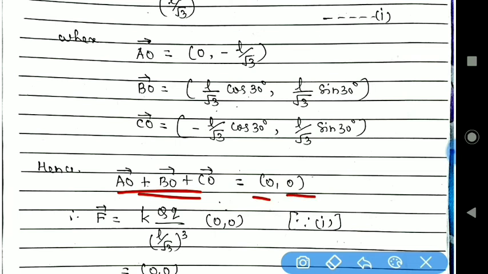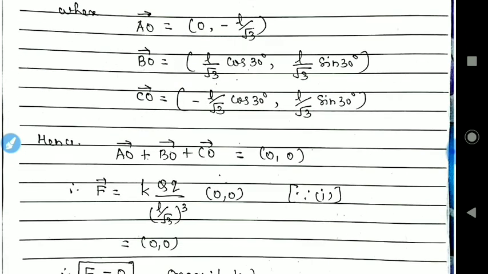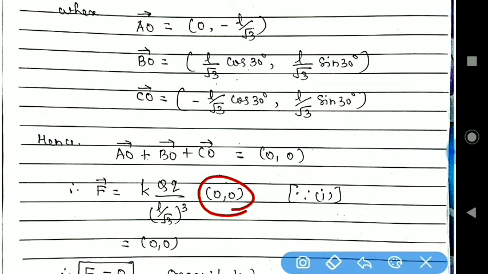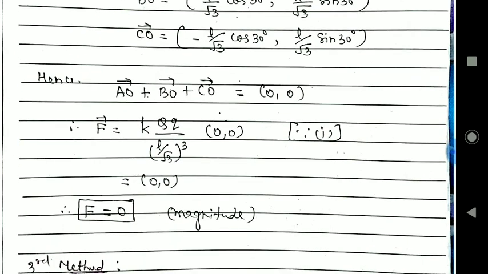So now putting this vector addition of AO, BO and CO as 0, 0, and if you multiply with this, finally you will get 0, 0. That means the components of the forces result in 0, 0. Hence, we can say that the magnitude of the force at point O will be 0.